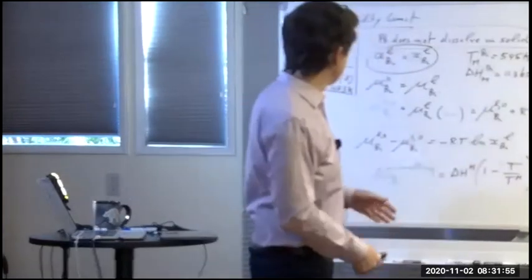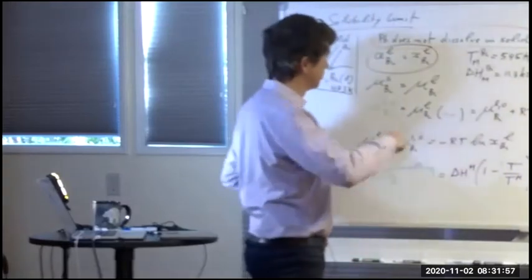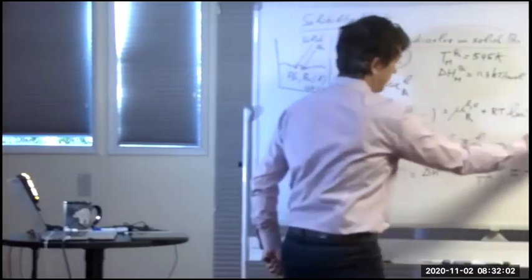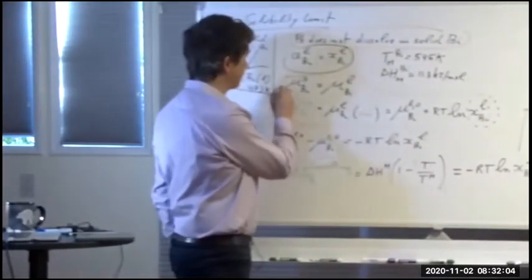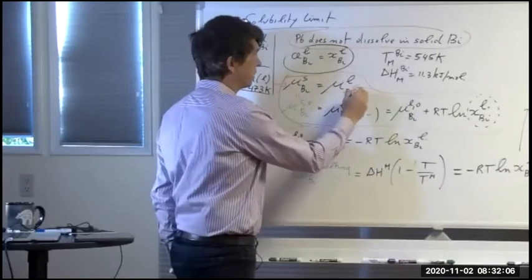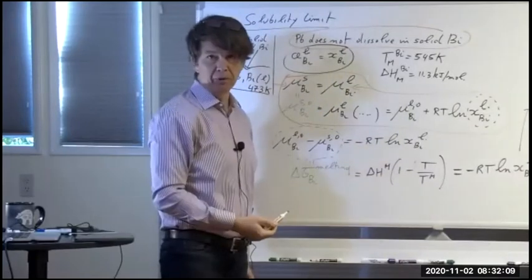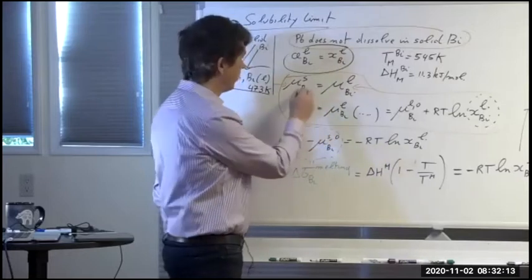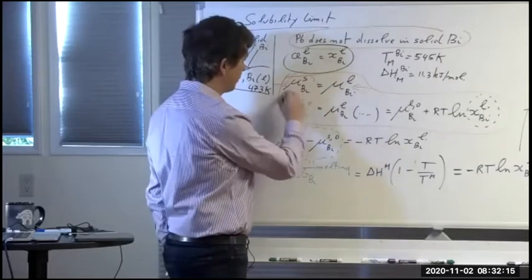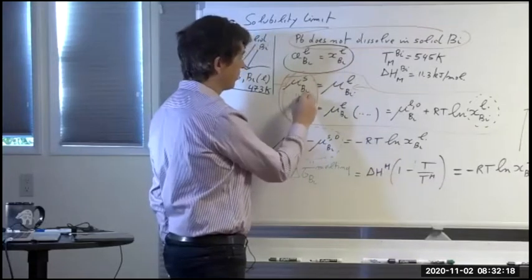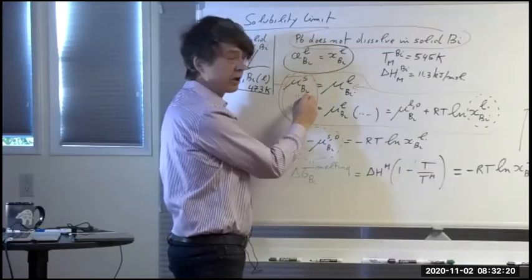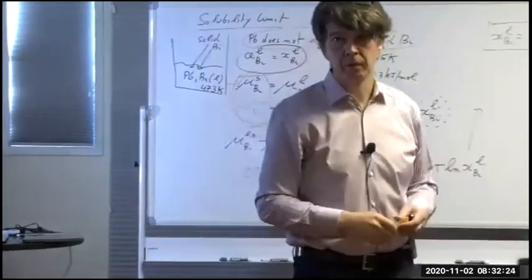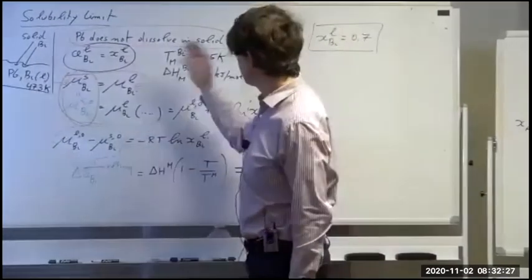The trick is to look back at this equation here, right? This statement, of course, remains true. This is simply the equilibrium condition. Bismuth has to have the same chemical potential in the solid and liquid. But here's where we made the approximation, right? We set the chemical potential of bismuth in the solid equal to the chemical potential of bismuth as a pure solid. So what would happen if lead dissolved in solid bismuth?